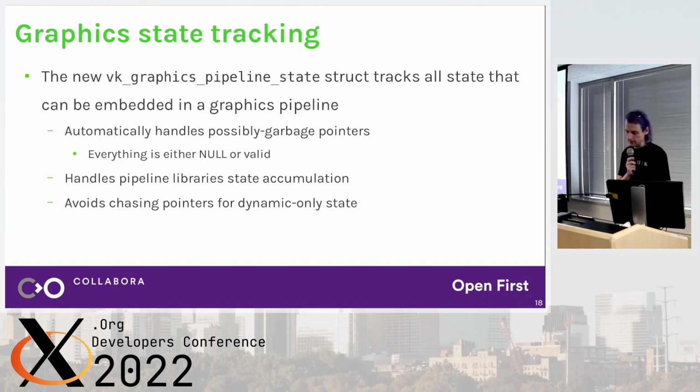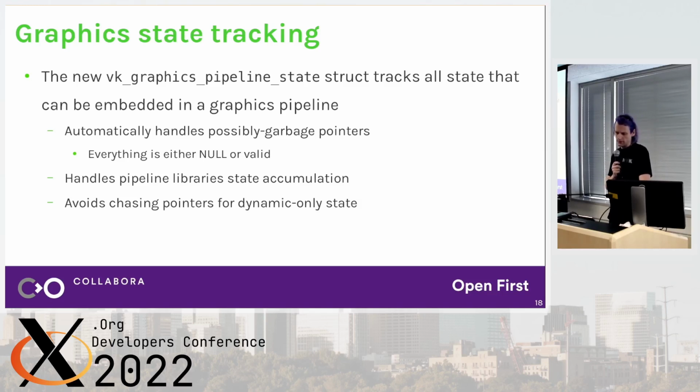But the bigger thing that it does is it handles all of the state accumulation that you need for pipeline libraries. With pipeline libraries, you can specify your pipeline in 4 different chunks. You have an input assembly chunk, you have a pre-rasterization shaders chunk that is all your geometry pipeline, and then you have your fragment shader, and then you have your fragment output chunk, which is basically blending. But you still have a final pipeline at the end, and this deals with all of the splitting up of the state and then helping you recombine it later and handling all of that.